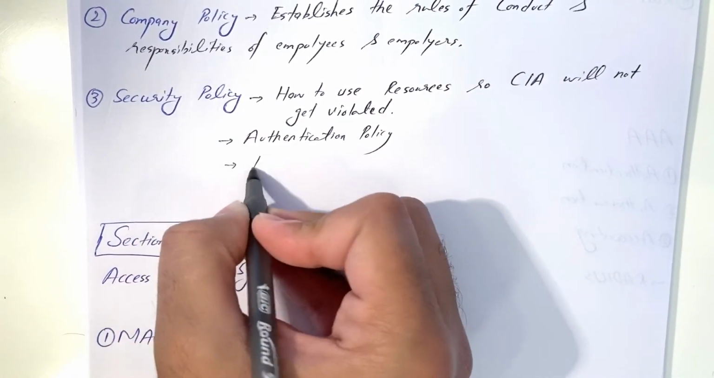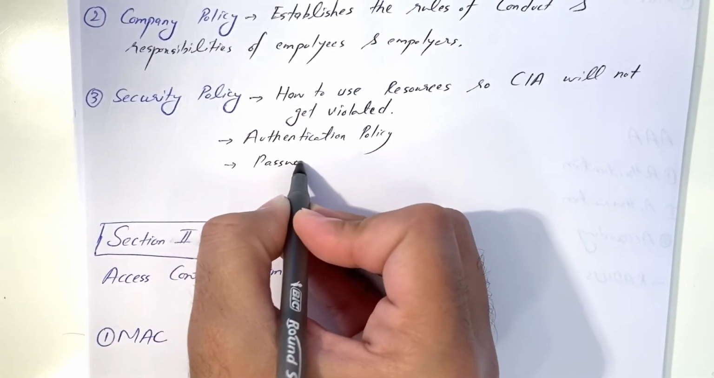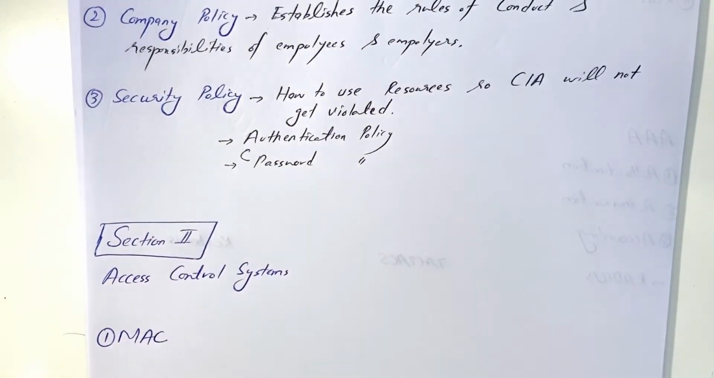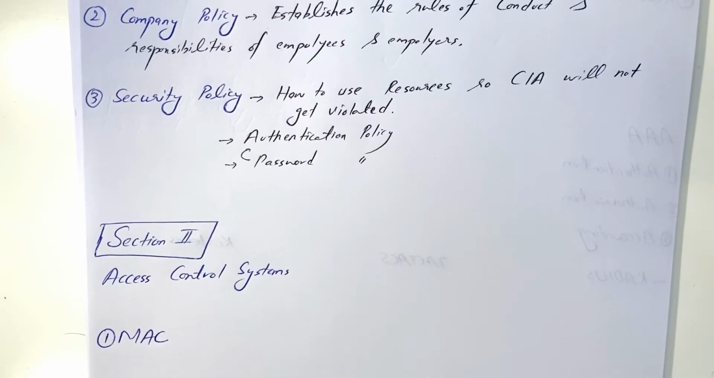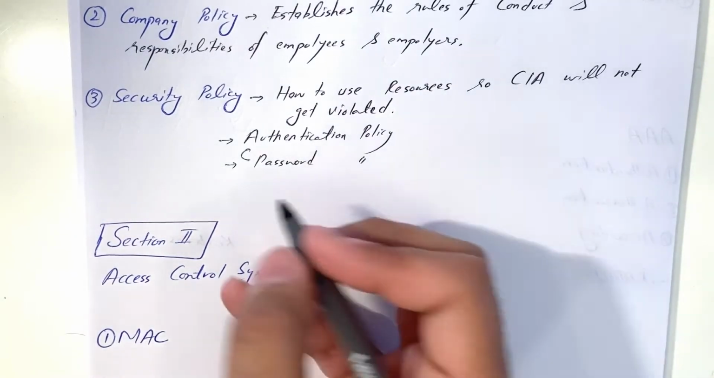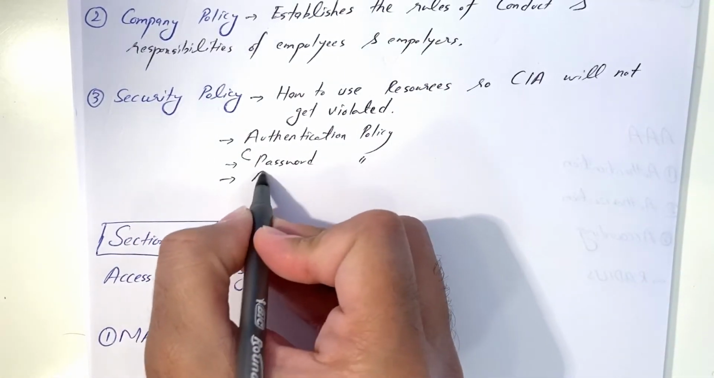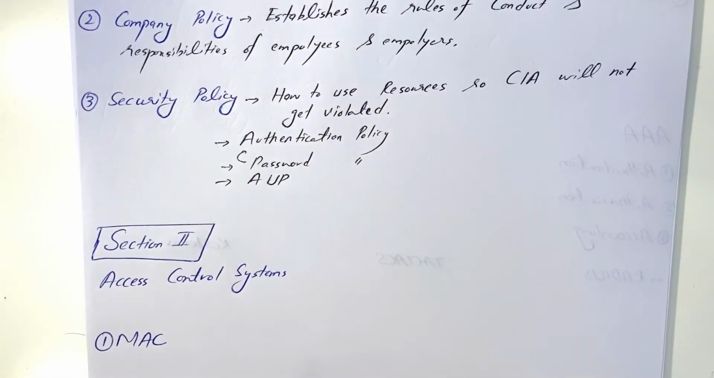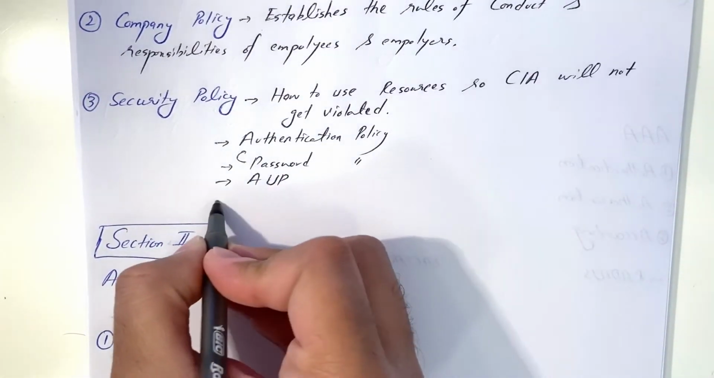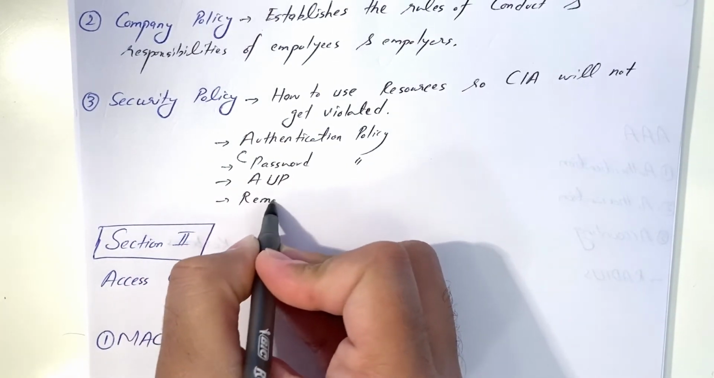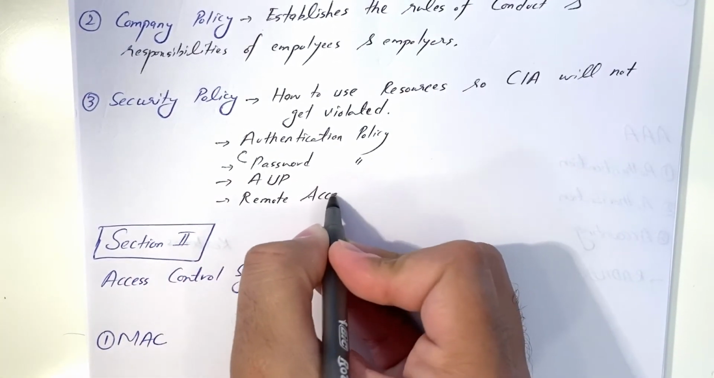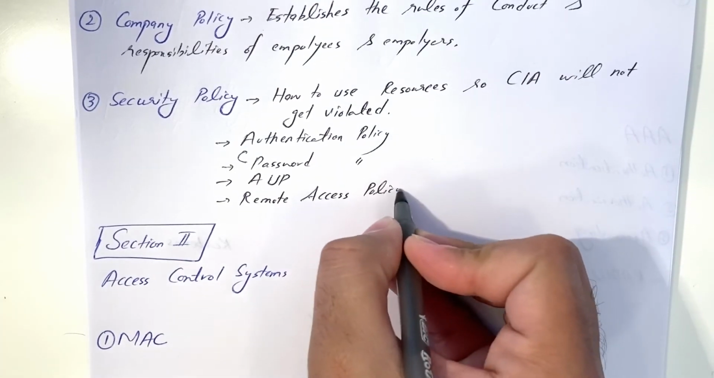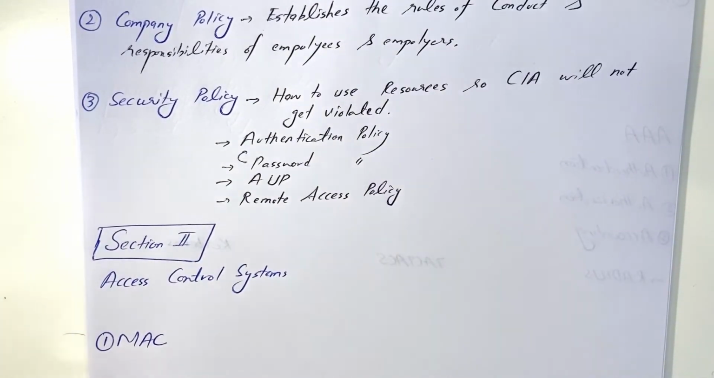Then we have the password policy, like when your password will expire. Of course, password is a part of authentication, but again, we can have a separate password policy as well, which is a part of the authentication policy. Then acceptable use policy, like what you can do with organization resources, what you cannot do, etc. Then remote access policy, like for the people who work from home, how they can access the virtual private network and all that stuff.